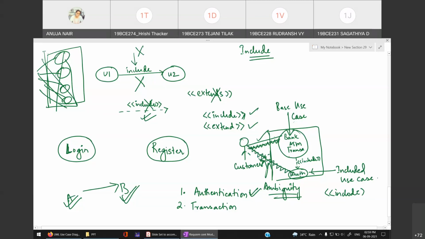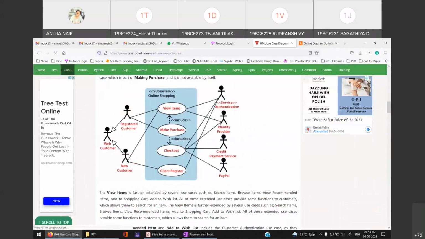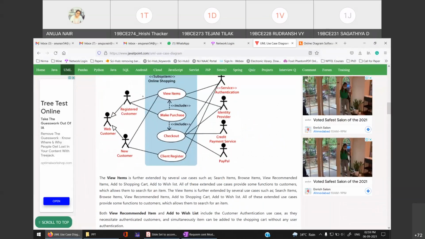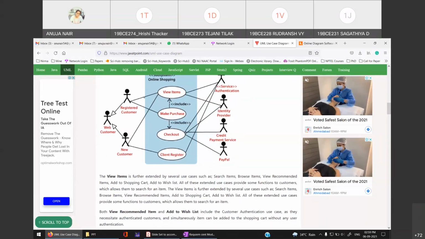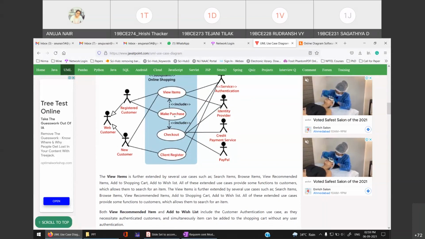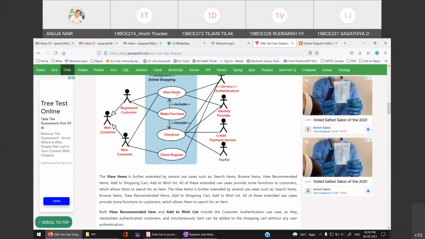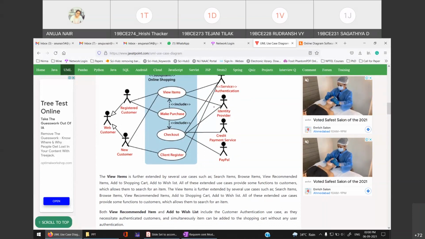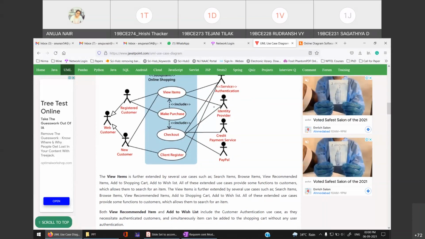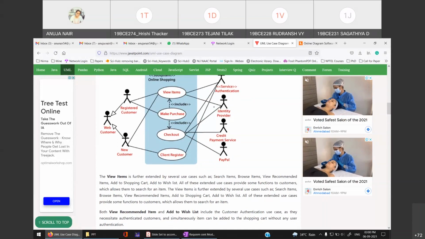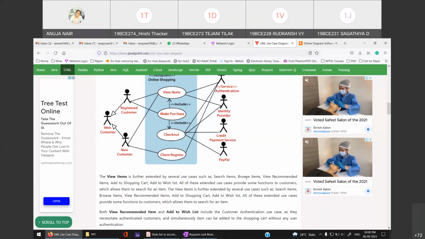But here it makes sense that I want to view some item, so that is why I can connect it. If I don't connect this particular line, it means that I have to always make a purchase. I cannot just view items and leave, right? That is the meaning. So every time it is not ambiguous. You need to see the relationship between the actor and the requirement. Please let me know, did you understand this much?